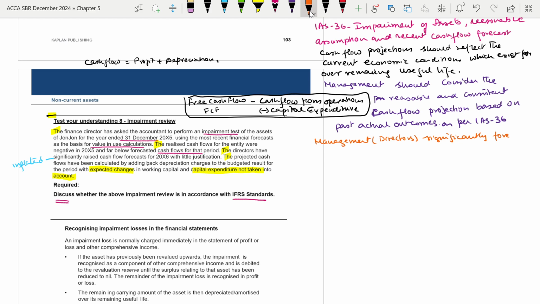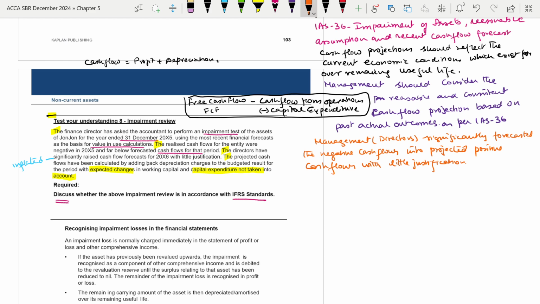The directors significantly forecasted the negative cash flows into projected positive cash flows with little justification. Are you clear about this? Yeah.